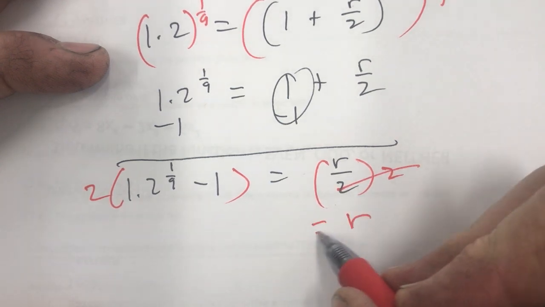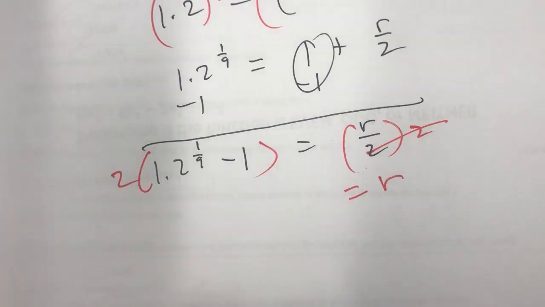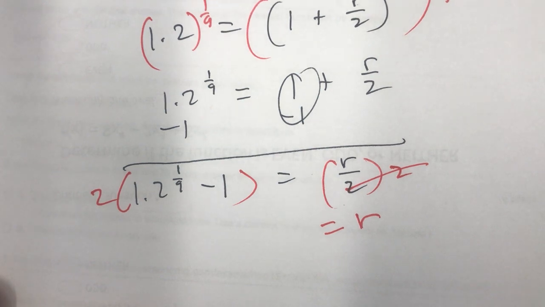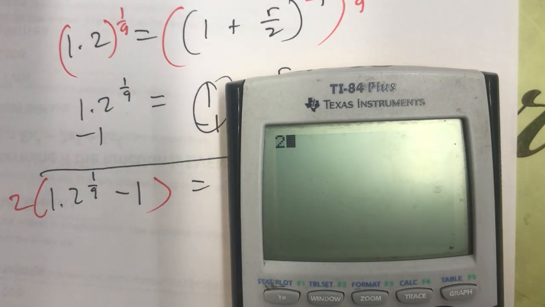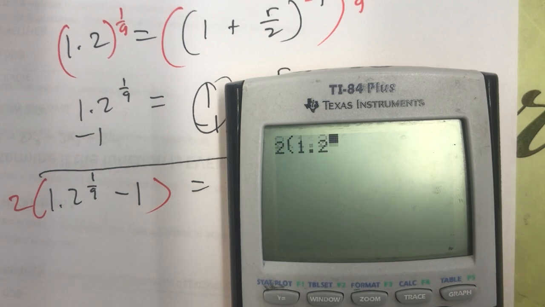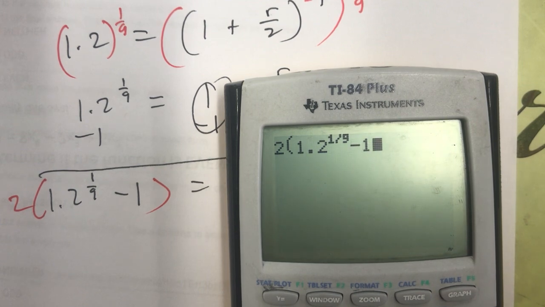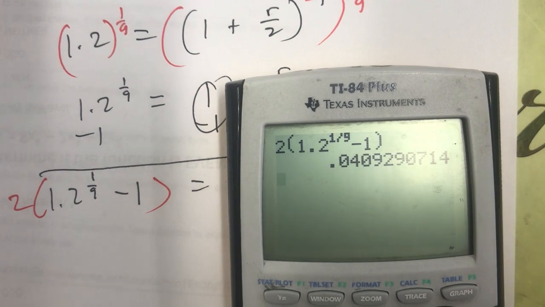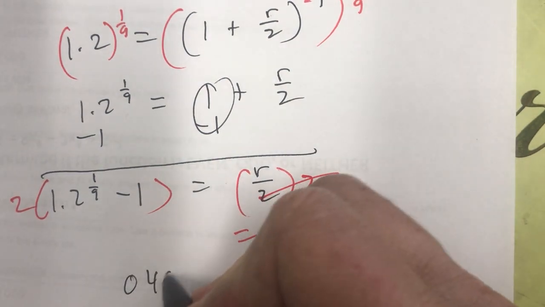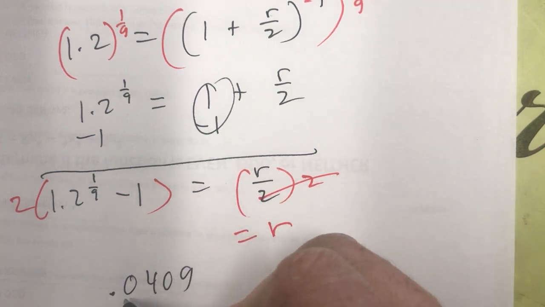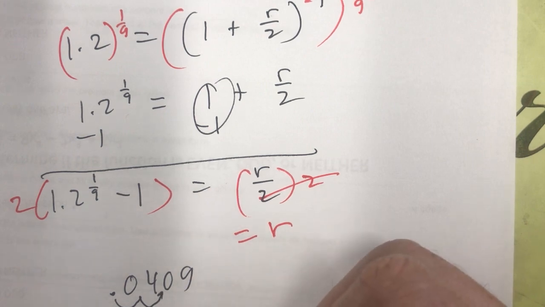Make this cancel, so R equals all this right here, and just type it straight into the calculator like it looks. As I do this one, I'm going to have 2 parentheses, 1.2 to the 1/9 power, and then minus 1, and then my parentheses, and I get 0.409, which comes over here as 4.09, which is 4.1.